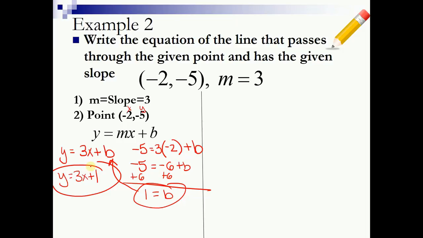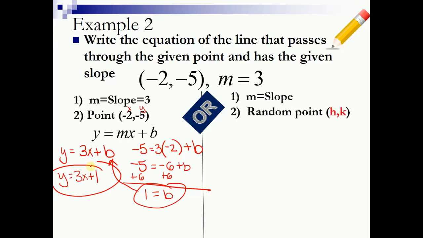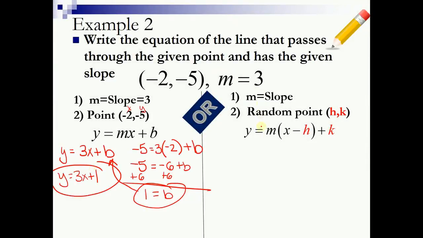Now, let me put a little bug in your ear. There is another way that requires less algebra and a little less plugging in. So I can use the slope and a random point using my translated form. So let's plug in the point and my slope: y equals 3, that's my slope, right? X. Now, how am I going to plug in that random point? Well, I'm going to put the minus and put the -2 in for my h. So it's going to be x minus a -2 plus k, so plus a -5.